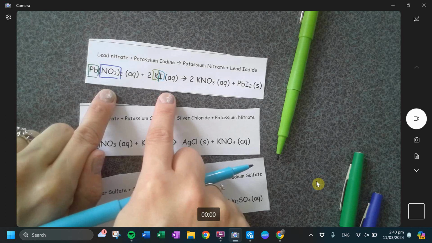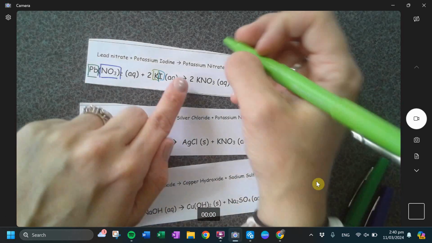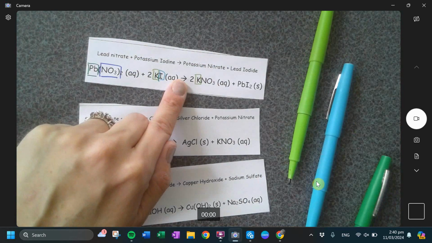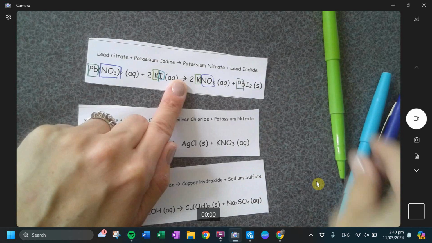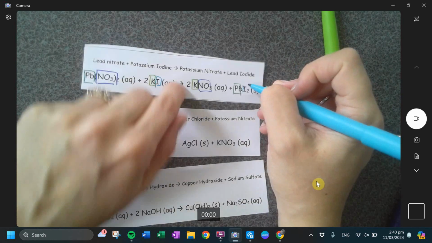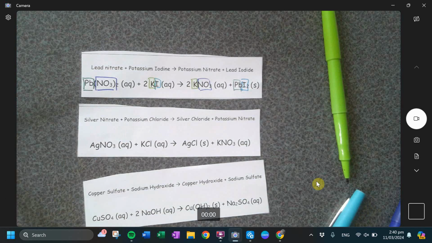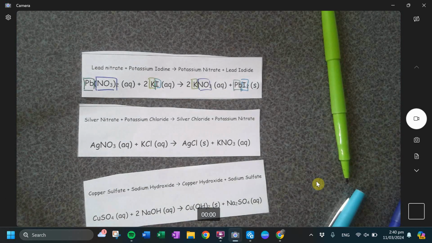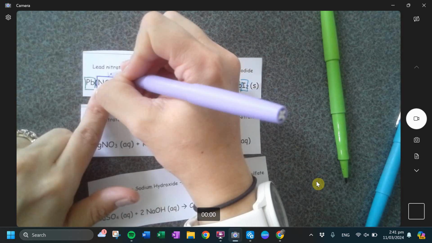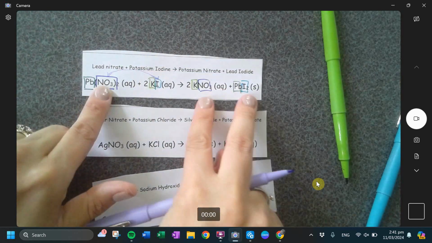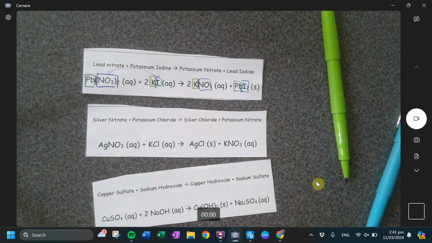Are we okay with that so far? Right, when we check the products, there's my potassium, there's my nitrate, there's my lead, and there is my iodide. So what do we see happening? There's an exchange. So we also call this exchange reactions. So we swapped some stuff around. In this case, both pairs have been swapped around. So for example, this anion has been swapped with that ion to form 2 new products.